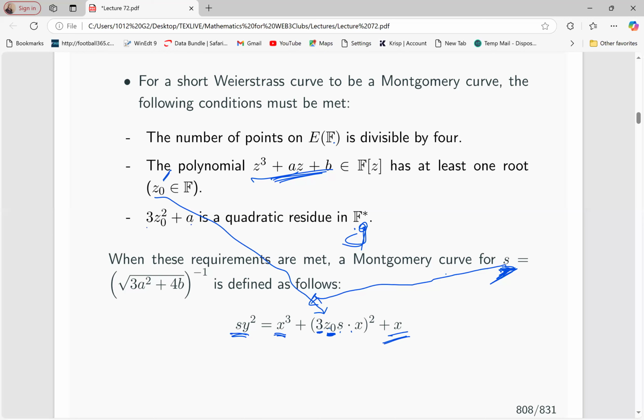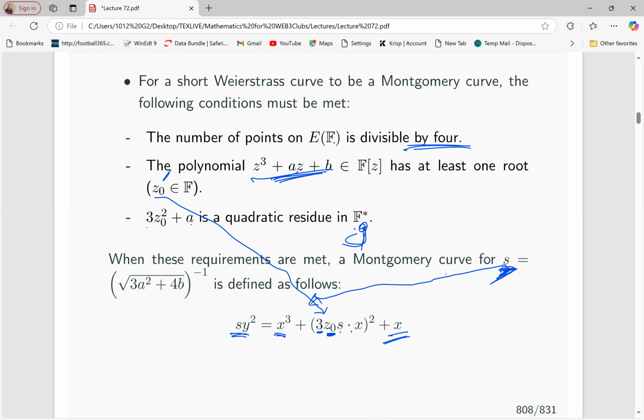But of course, we've already said before you do this conversion, first of all, you have to check whether this short Weierstrass form can be converted. Converting is very easy. You only need first of all to check whether it can be converted. First of all, find out what is its order. How many points does it have? Is that order divisible by 4?